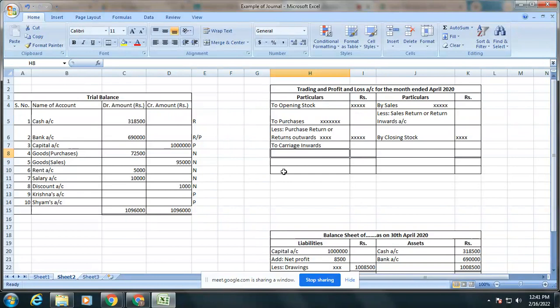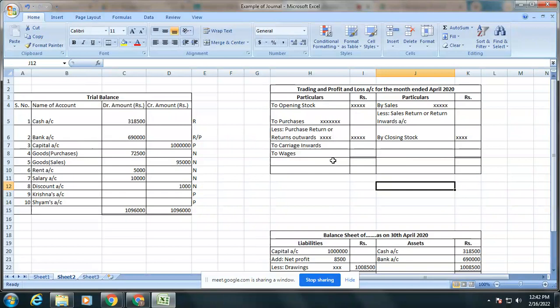Okay, so one is carriage inward. The next expense that you will consider as part of the trading account is wages. Okay, these are the only two expenses we will consider as part of trading account. All the other expenses and incomes will be part of the second part of this account, which is known as the profit and loss part. Okay, so जब हम प्रॉफिट एंड लॉस अकाउंट बनाते हैं हम उसको दो स्टेजेस में बनाएंगे. The first stage is the trading account.